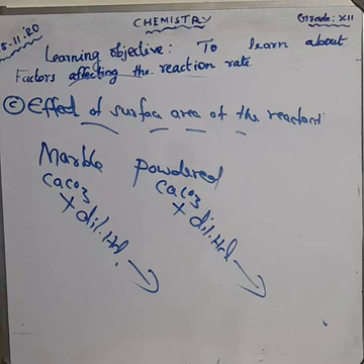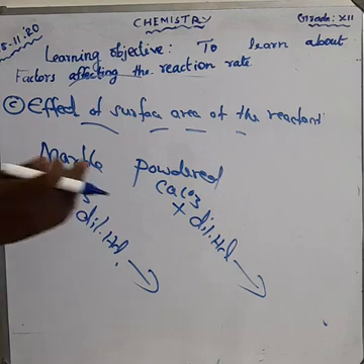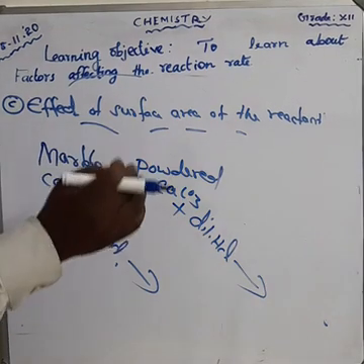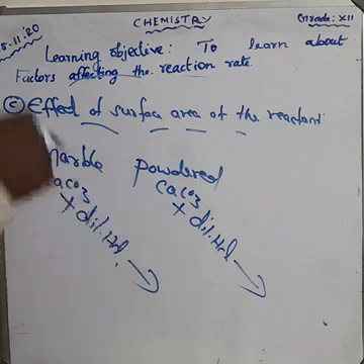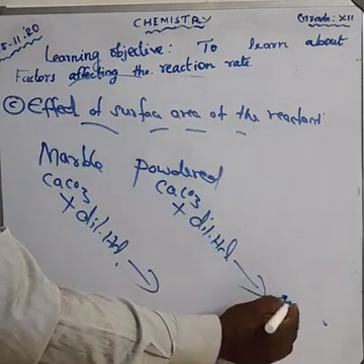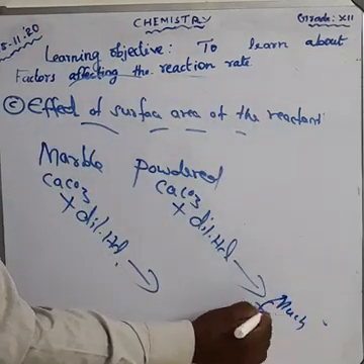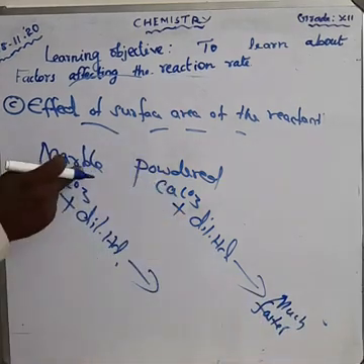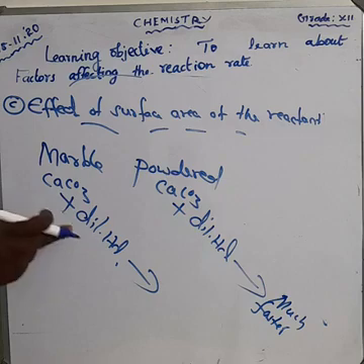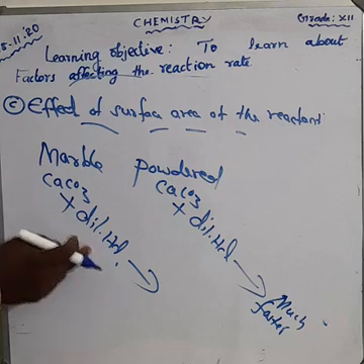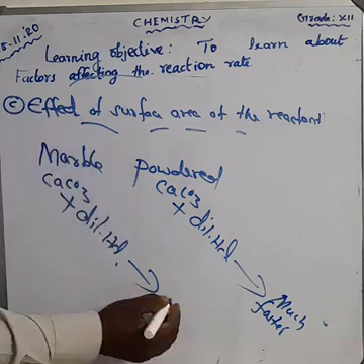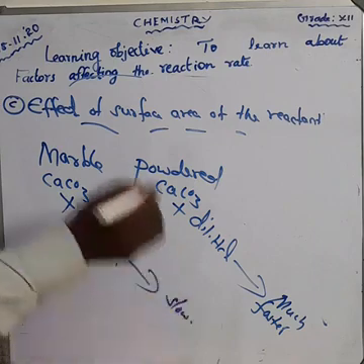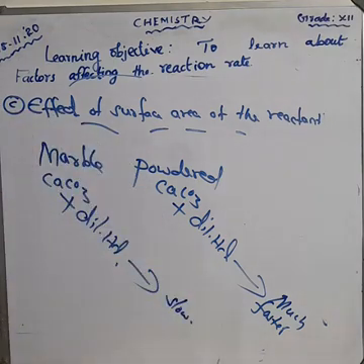That's the question. The powdered calcium carbonate reacting with dilute hydrochloric acid is much faster than the marble calcium carbonate and dilute hydrochloric acid. We can say the marble reaction is the slow reaction. So, how can we explain this?